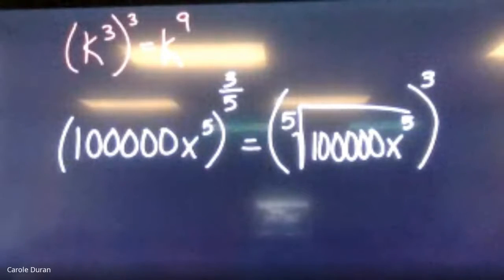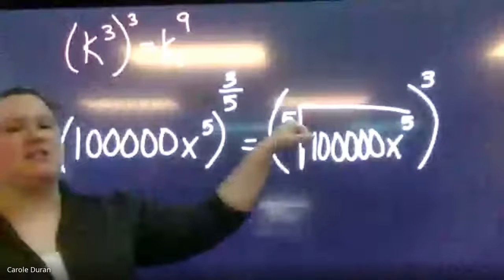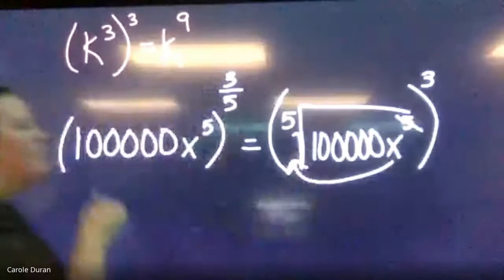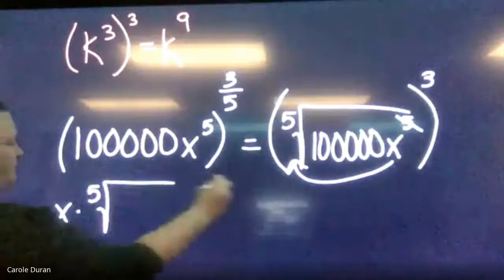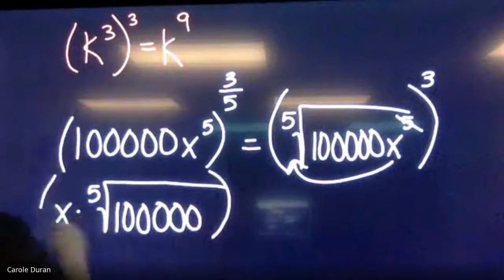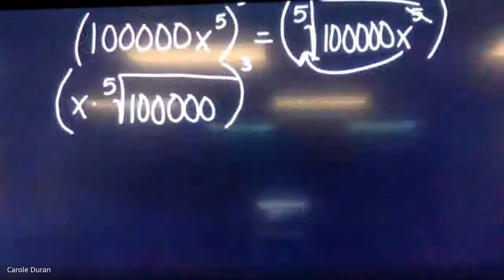Right off the bat, is there anything that I notice simplifies really nicely? The x. Because it's x to the fifth, and this 5 matches my root 5, which means it disappears and my base comes outside. So this is now x times the fifth root of 100,000, all cubed. That actually made this a lot easier already.